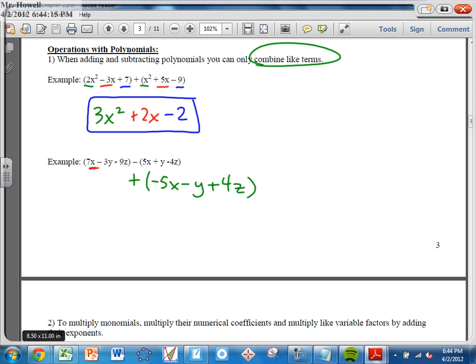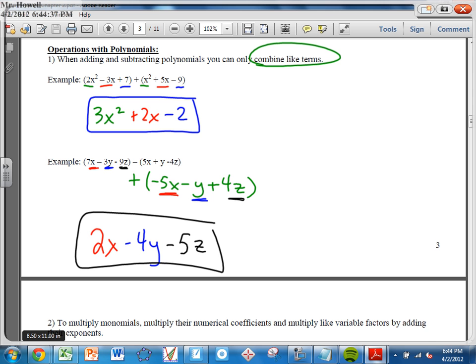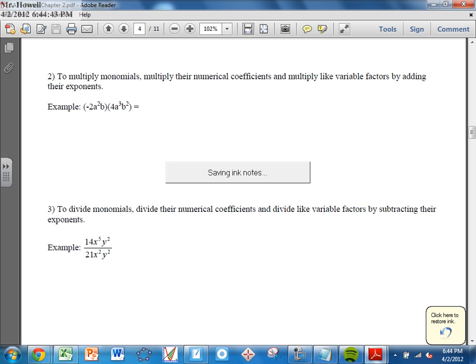I've got 7x and a negative 5x. That's simply going to give me 2x. I've then got negative 3y and negative y being negative 4y. And this really helps with mistakes along the way, because I can see they're both negative, still yielding a negative. I have negative 9z and 4z, yielding negative 5z. Okay, so go ahead and take a look at these examples, make sure they make sense. Multiplying and dividing. Let's take a look at multiplying and dividing.